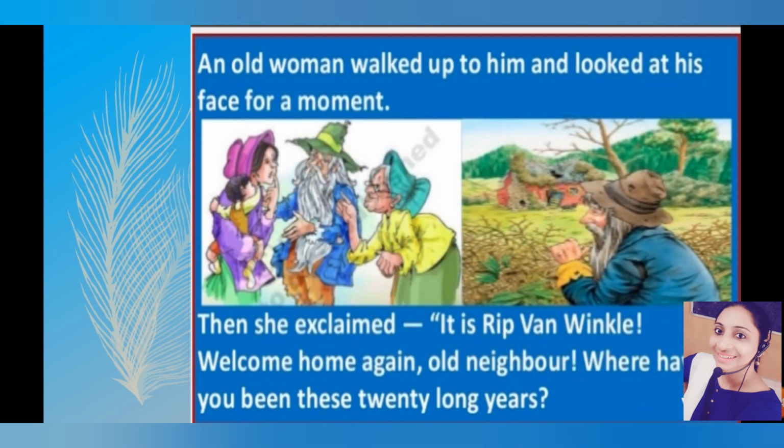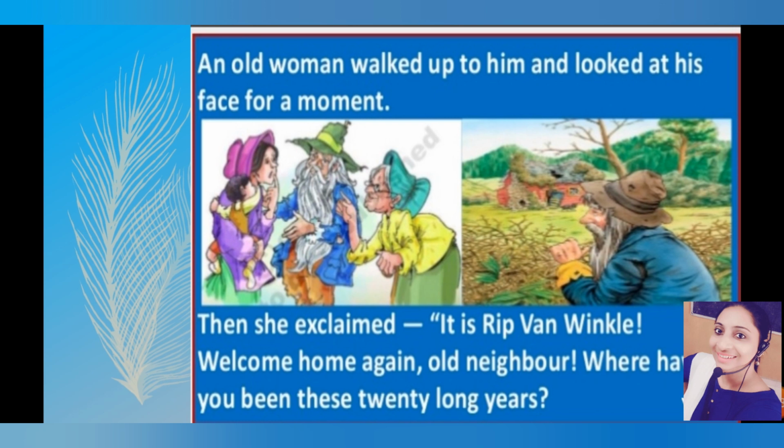An old woman walked up to him and looked at his face for a moment. Then she exclaimed, "It's Rip Van Winkle! Welcome home again, old neighbor. Where have you been these twenty long years?" She welcomed him and asked where he had been for these long twenty years.